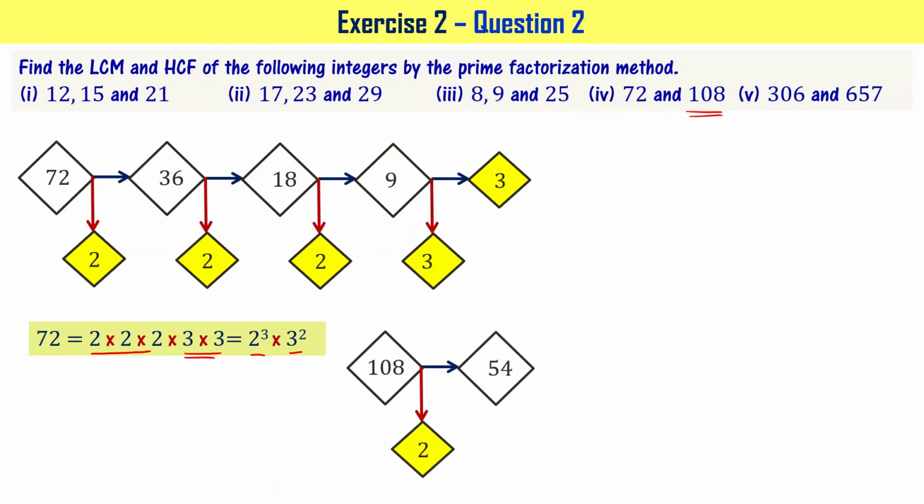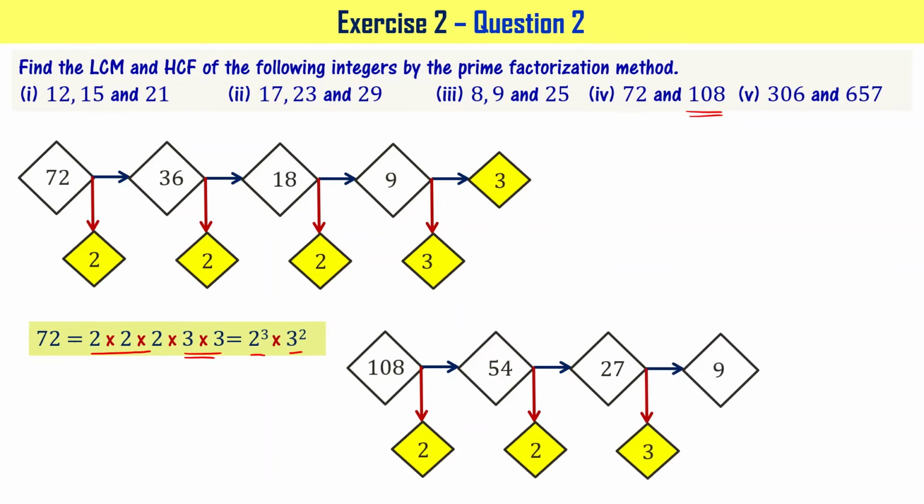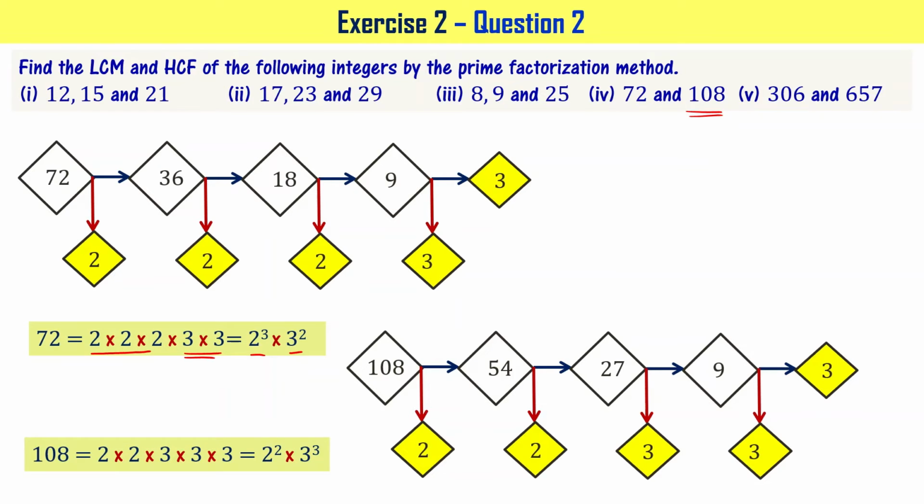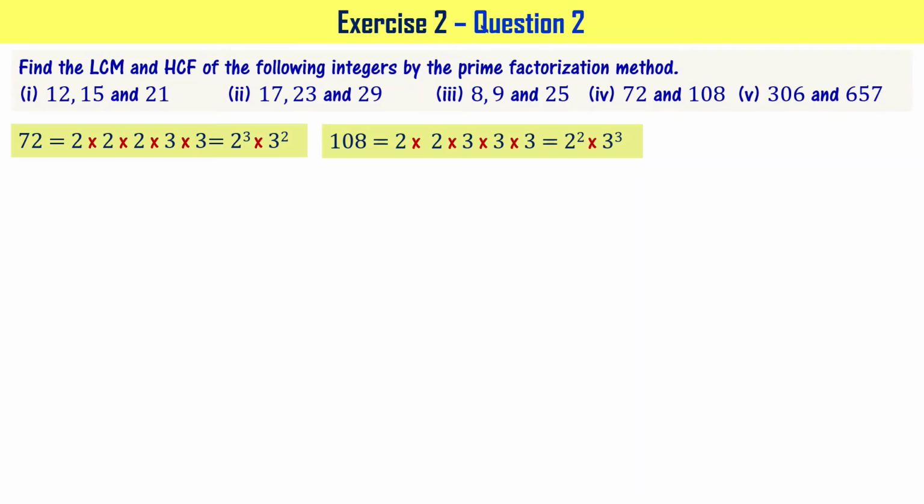Now let's look at the prime factors of 108. 108 can be written as 2 times 54. 54 can be written as 2 times 27. And 27 can be written as 3 times 9, and 9 can be written as 3 times 3, right? It means 108 can be written as 2 times 2 times 3 times 3 times 3, 2 square times 3 cube, right? Let's take a note of that.